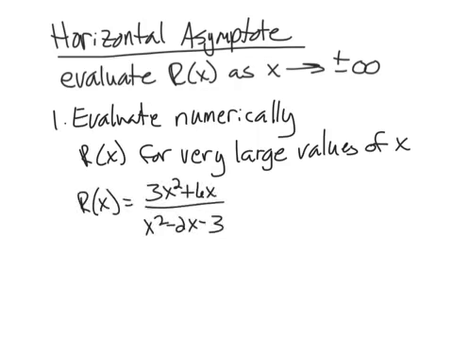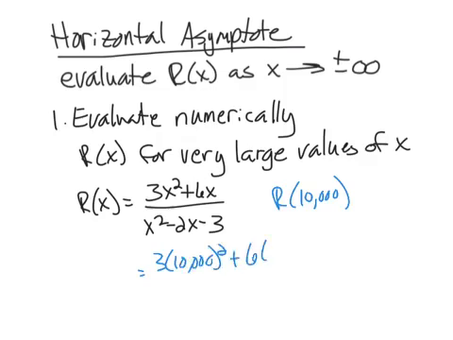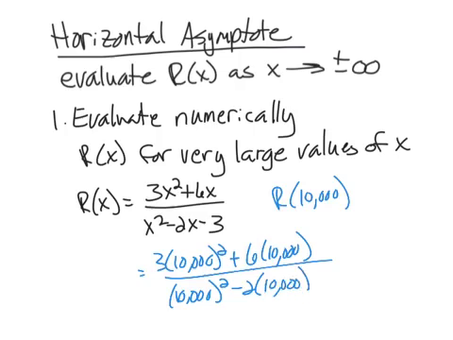So if we use the example that we found for the vertical asymptotes, and I want to figure out where the horizontal asymptote would show up, I'm basically going to take this and evaluate it for r of, let's say, 10,000. You would substitute that in. That would be 3 times 10,000 squared plus 6 times 10,000, all over 10,000 squared minus 2 times 10,000 minus 3. It's a little tedious, but that's what you would do.